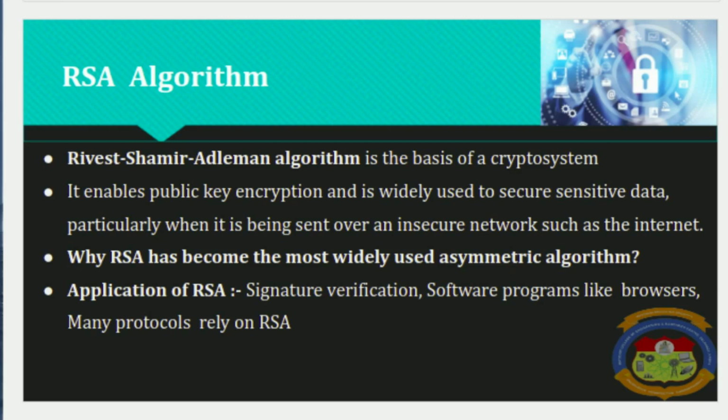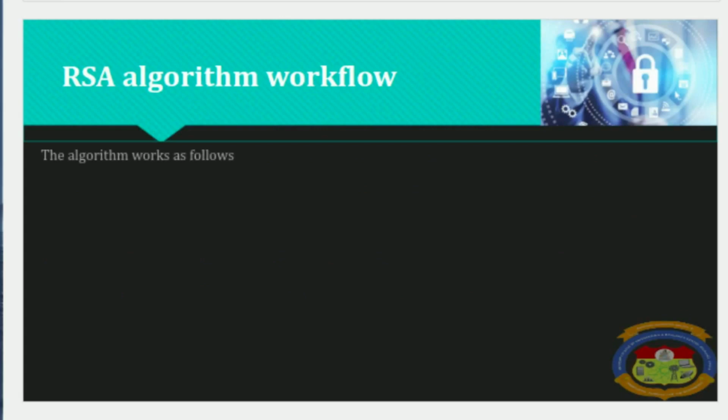Next we will see a few steps involved in the RSA algorithm. The algorithm works as follows. In the first step, generate two large random prime numbers, say A and B, where A is not equal to B. In the second step, compute their product n, which is equal to A times B. This n is used as the modulus of both the public and the private key, and its bit length will be 1024 bits.